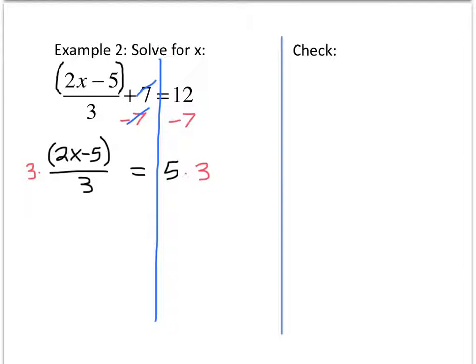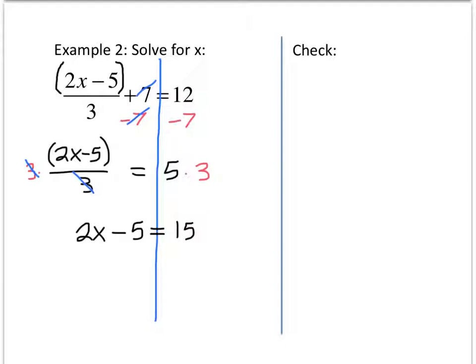And that multiplication leaves me now with just 2x minus 5. And I don't even need to write it inside parentheses anymore because there's nothing else outside of it. And that's equal now to 5 times 3, which is 15. And again, as a reminder, because multiplication and division are inverses, those divide to 1, which we don't need to write anymore. Good. So now we've taken care of everything outside the parentheses.